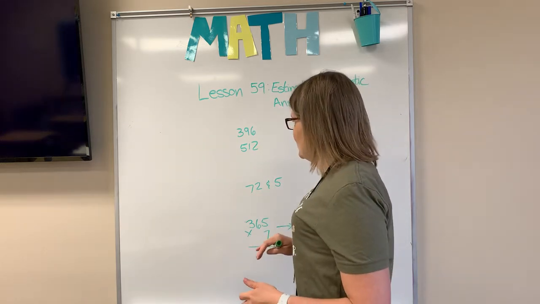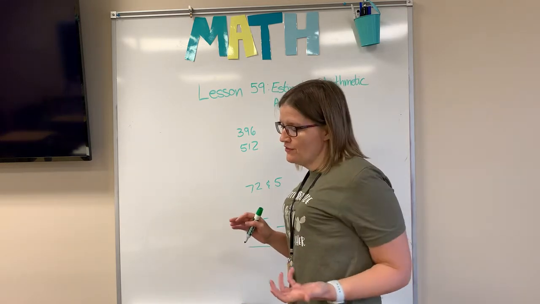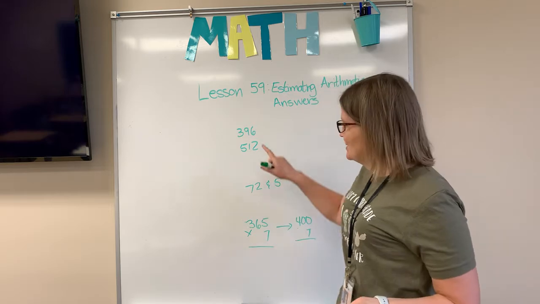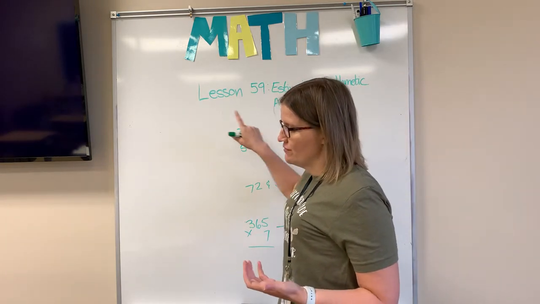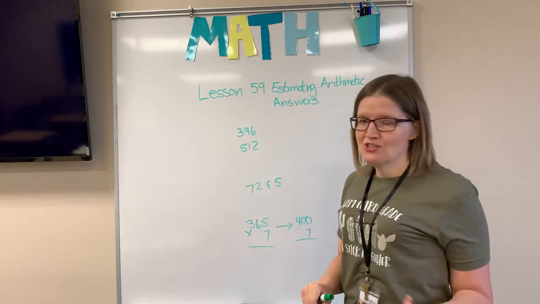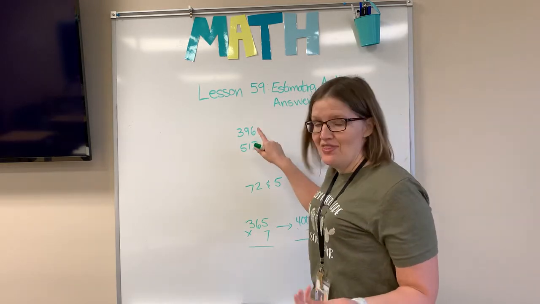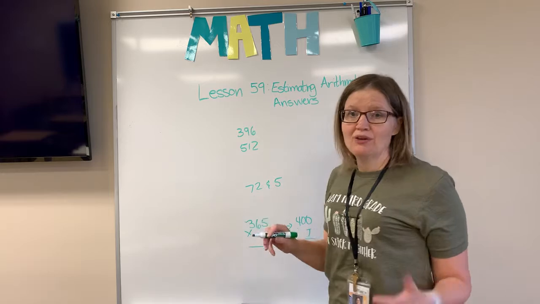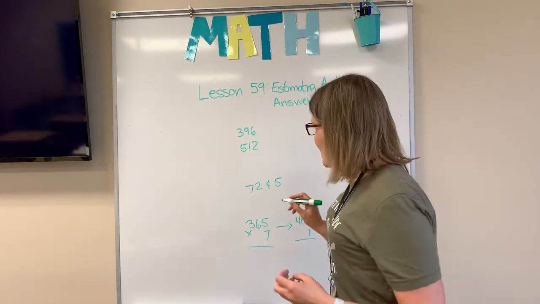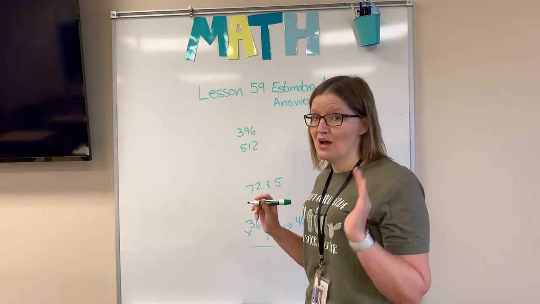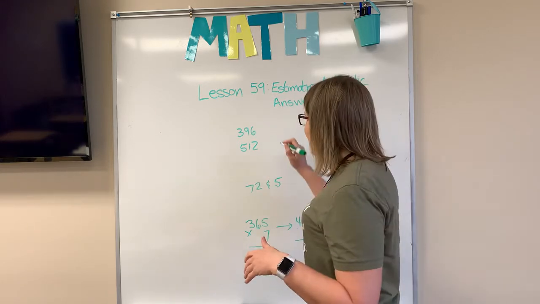In this situation, our first one is they want to estimate 369 and 512, its sum. And so I could add this all up each individually, no problem there. But if I'm really wanting to be fast and having an idea of what the amount is, I can estimate.